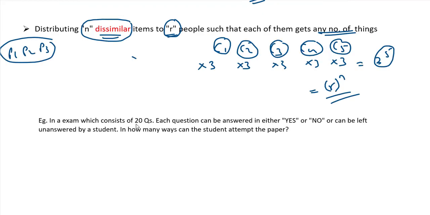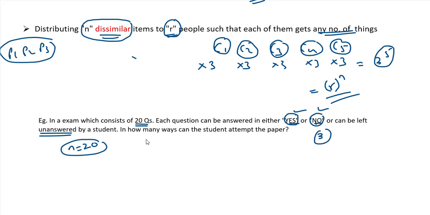In an exam which consists of 20 questions, each question can be answered in either yes or no, or it can be left unanswered by a student. In how many ways can the student attempt the paper? So there are a total of 20 questions, and each question can be either answered as yes or no, or it can be left unanswered. That means the student can choose not to answer that question. So for dealing with each of these questions, he has 3 ways. He can either answer it as yes or no, or he can leave that question. So there are a total of 3 ways.